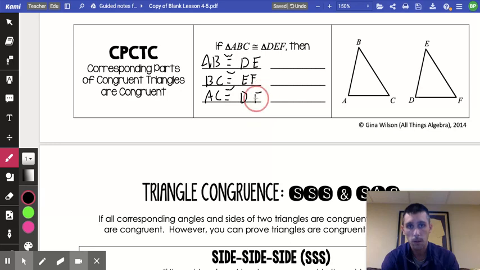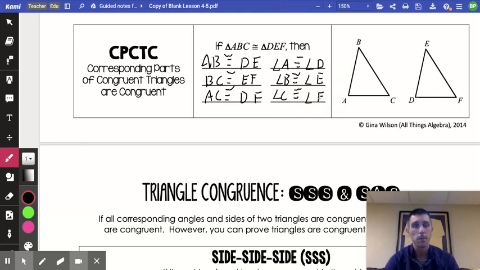All right. Now for angles, just match them up. So angle A is congruent to angle D. They're both the first. Then the middles: angle B is congruent to angle E. And then angle C is congruent to angle F. All right. So just a refresher there.